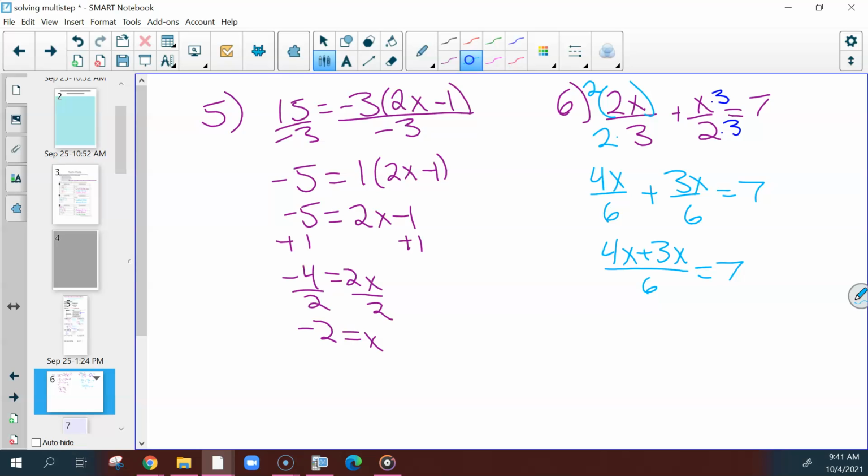Because they're now in one fraction, I can combine my like terms, that's 4x and 3x. From here, because x is in our numerator, you could multiply both sides by 6 and then divide by 7. You could also rewrite this so that the x is next to it, and multiply by the reciprocal, 6/7.